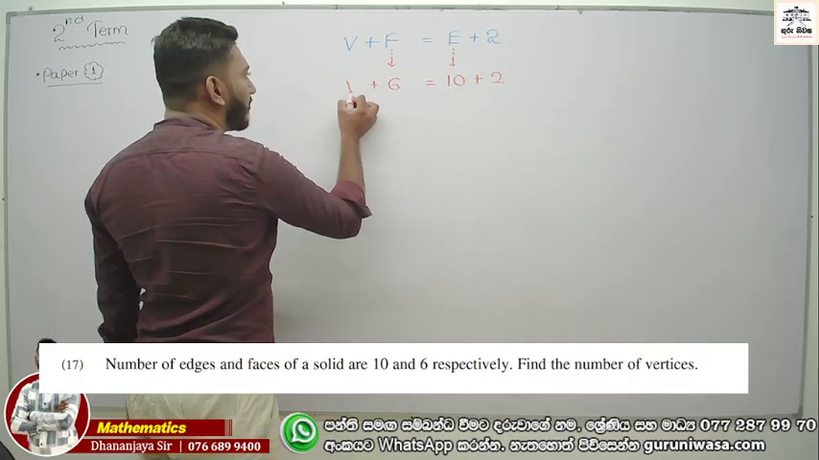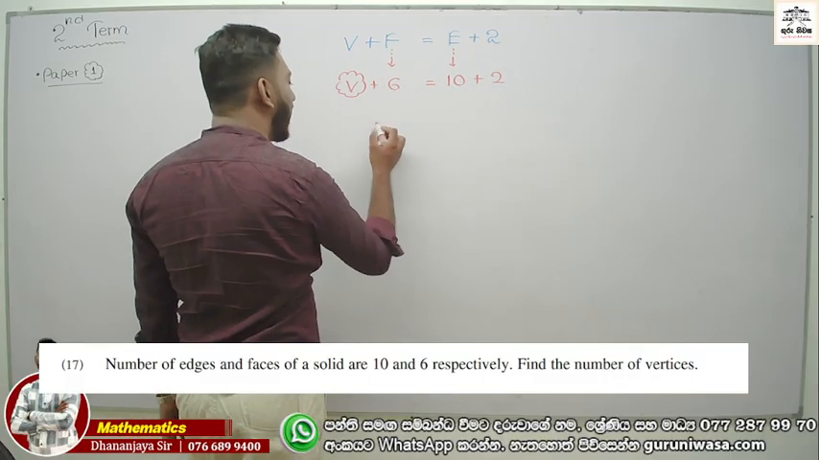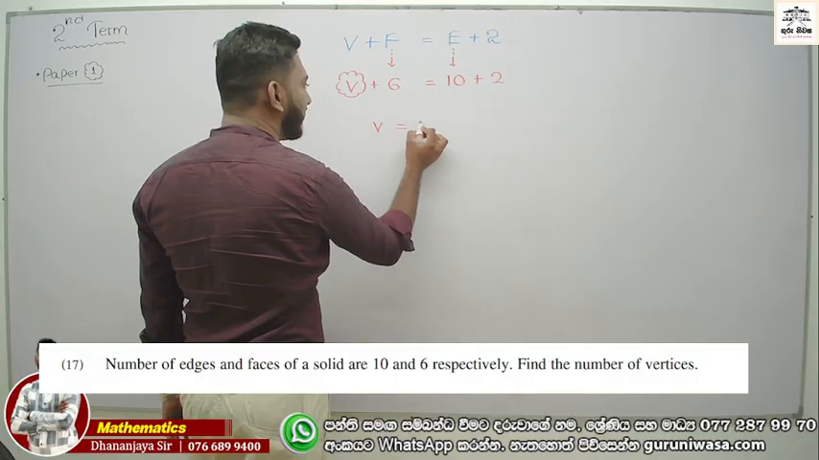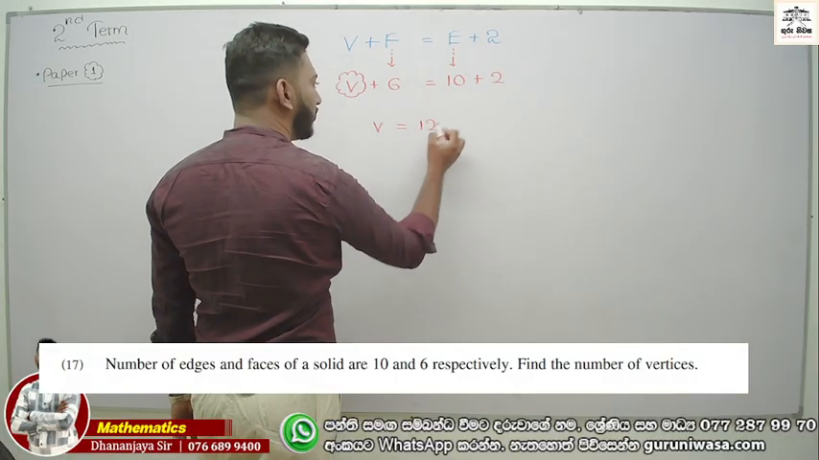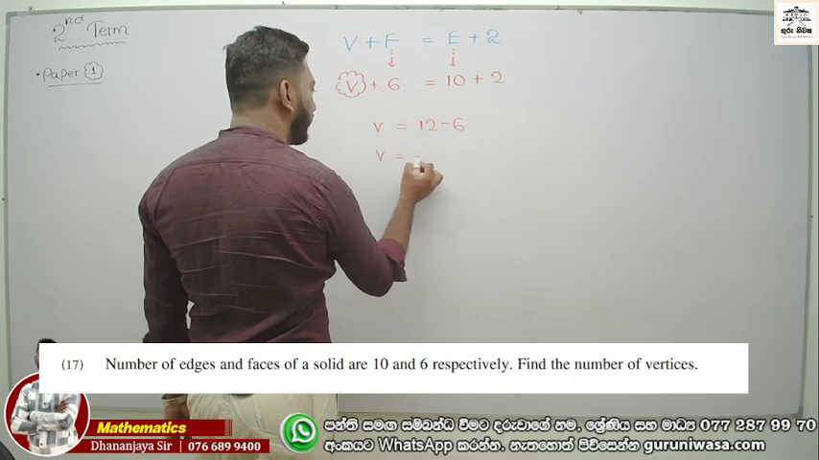Now how to find the number of vertices? You need to subtract 6 from the other side. Now vertices is equal to 10 plus 2, which is 12, and subtract 6 from it. Now the number of vertices becomes 6.